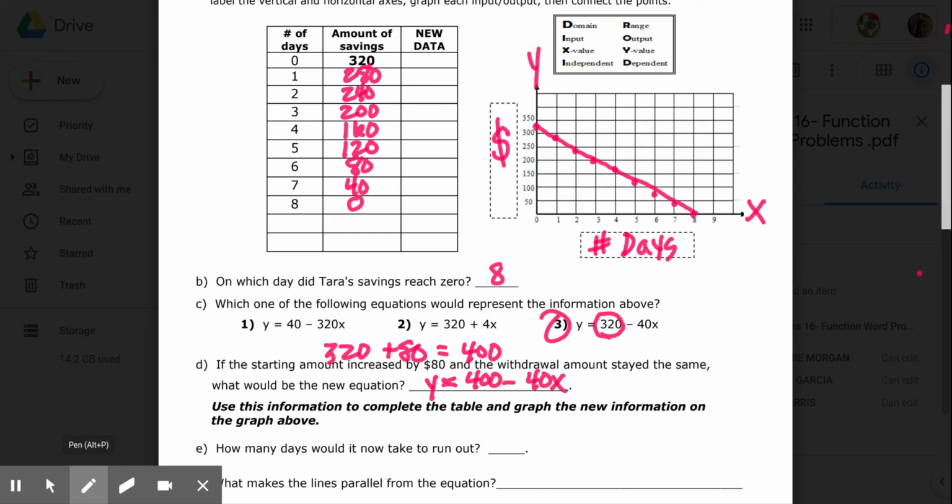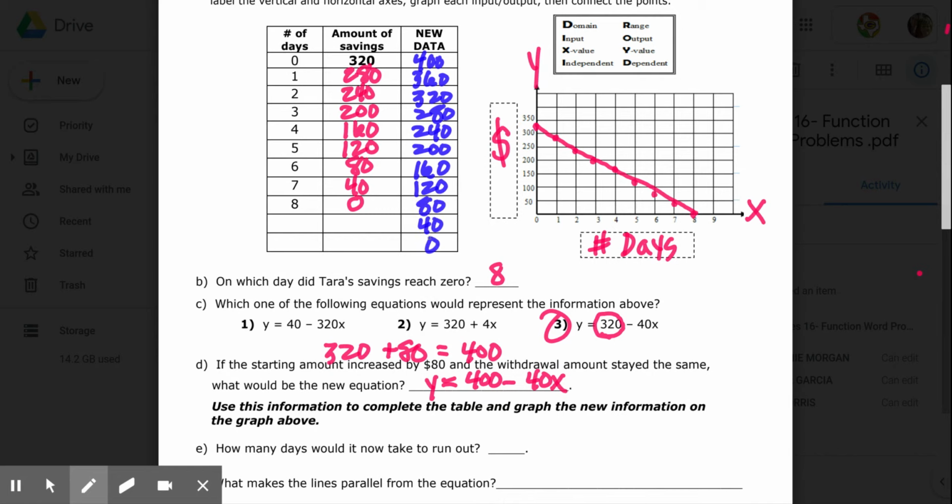And then it says, use this information to complete the table and graph the new information on the graph above. So that's what this new data column is. On 0 days, it's going to be 400. On day 1, we're still subtracting $40. So this will be 360, 320, 280, 240, 200, 160, 120, 80, 40, and 0.